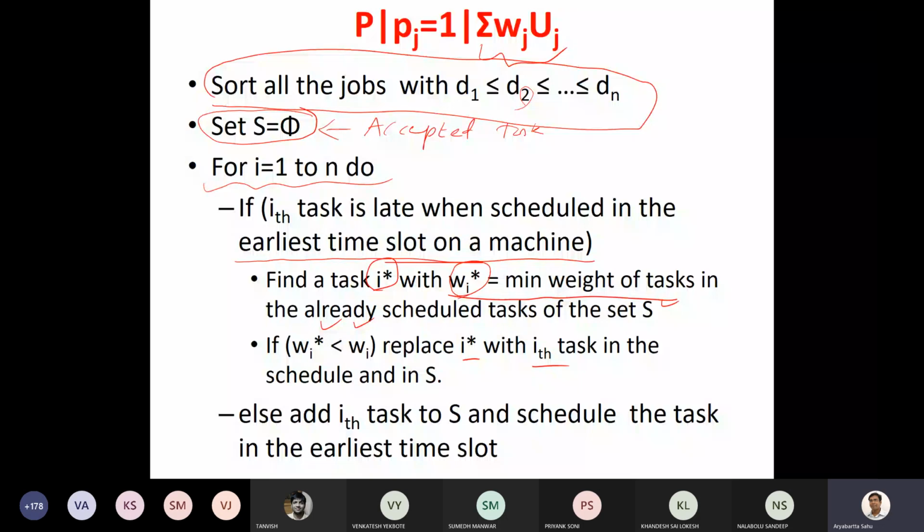And if you are able to find a slot, just add this task. If you are not able to find the slot, then only you should do something else. If you are able to find a slot for the ith task, then schedule it. There is no issue. The only case is if you are not able to find one, then replace the already scheduled tasks which have the minimum weight, and this will give you the minimal, or what I can say optimal, result. And this is proved. We can prove it also with an argument.